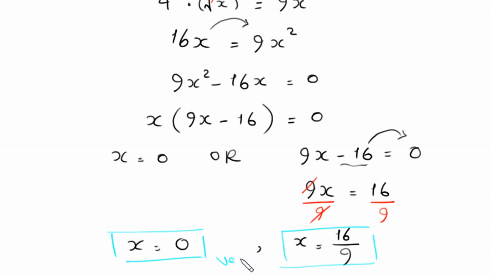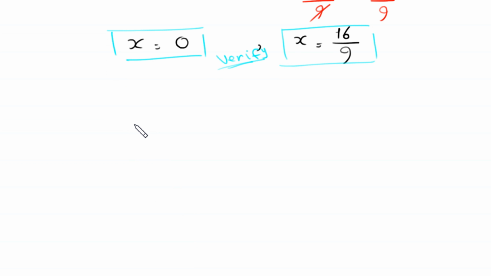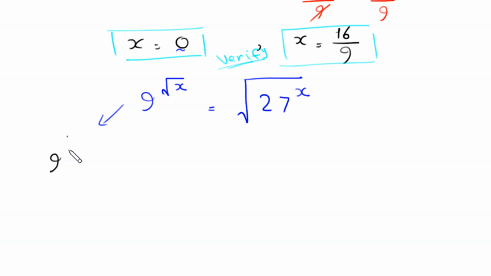Now let's verify these values and see whether they are solutions or not. The original equation is 9 to the power root x is equal to square root of 27 to the power x. So when x is equal to 0, then this equation will become 9 to the power root 0, is it equal to square root of 27 to the power 0.